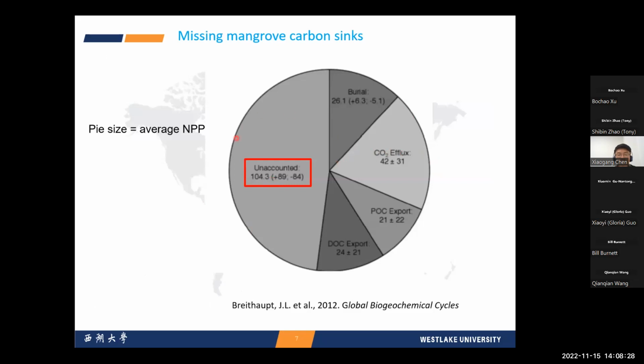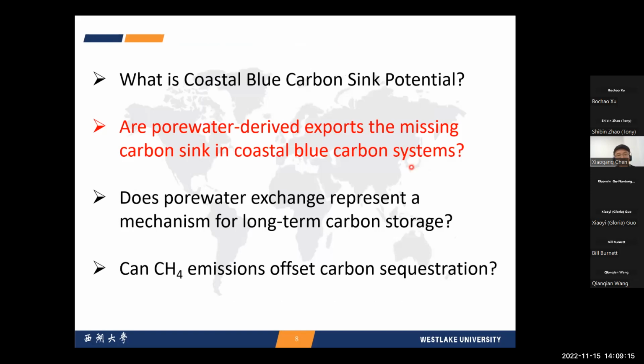This is a very important study about the mangrove carbon budget, and the authors tried to estimate all the mangrove carbon sources and sinks, but they found large amounts of the carbon was missing. So this suggests that this carbon may be exported to the coastal waters via Porewater exchange or the groundwater flow. So now we know the Porewater exchange is very important, so we need to quantify the Porewater exchange and the related carbon fluxes. So my second question, Porewater drive export the missing carbon sink in coastal carbon systems.